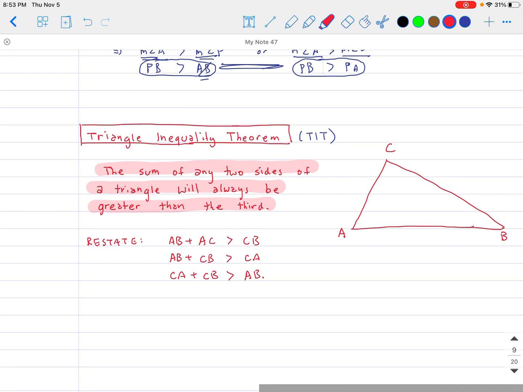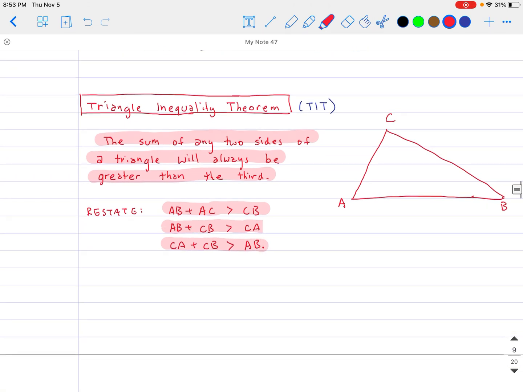That is to say, if you add up any two sides of the triangle, it'll always be greater than the third. As a restatement, I wrote it down here: AB plus AC is greater than CB, and AB plus CB is greater than CA, and also CA plus CB is greater than AB. All those three things we basically have to prove. And even though it looks like a lot, it's actually not that bad.